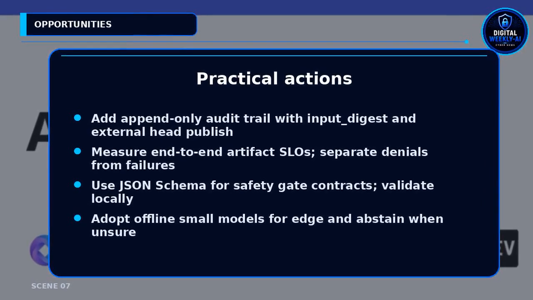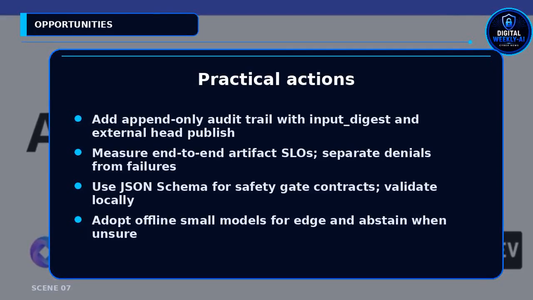Opportunities to improve your stack. Implement a minimal audit trail recording decision, model ID, request ID, input digest, and human metadata. Make it append-only and publish the head hash. Design admission limits and SLIs that count completed artifacts within the promised window. Separate policy denials from failures. Use a small chat model safety gate that returns a JSON decision and validate it locally with JSON Schema. Fail closed on timeouts and parse errors.